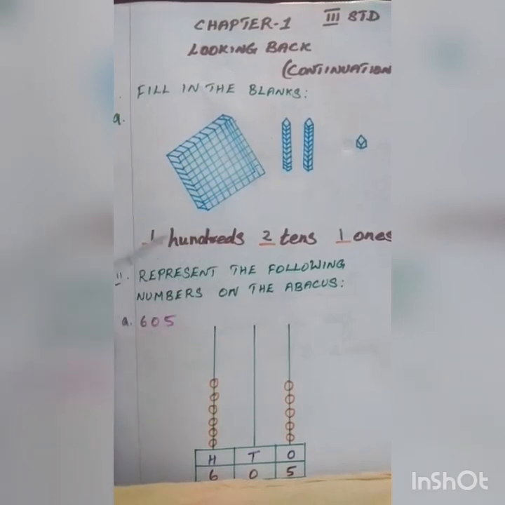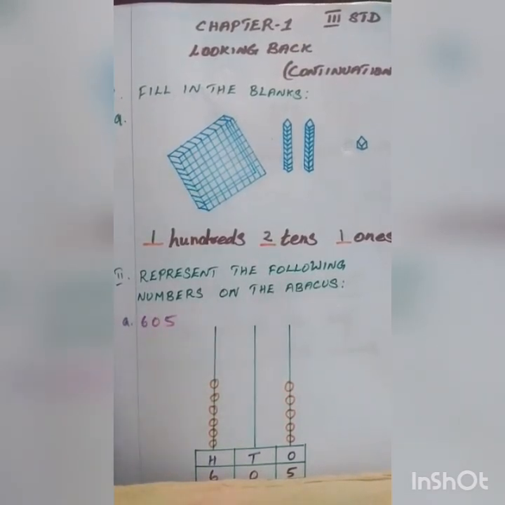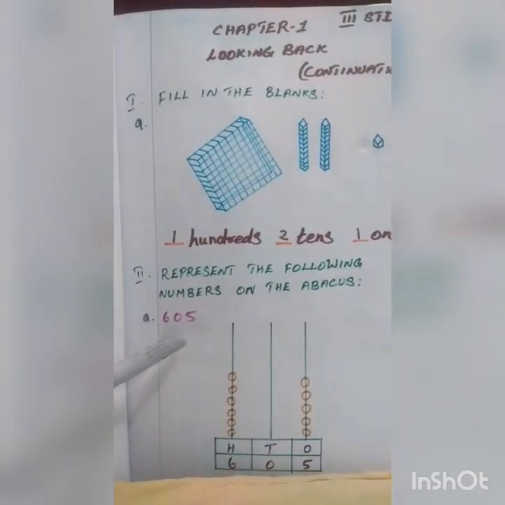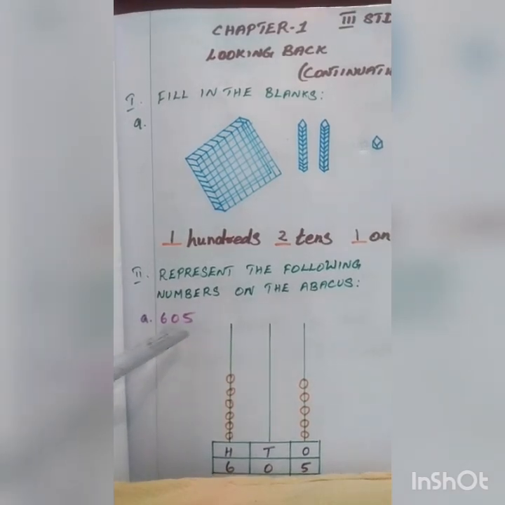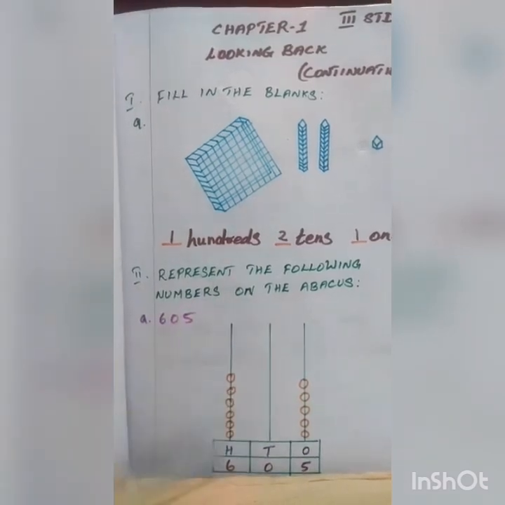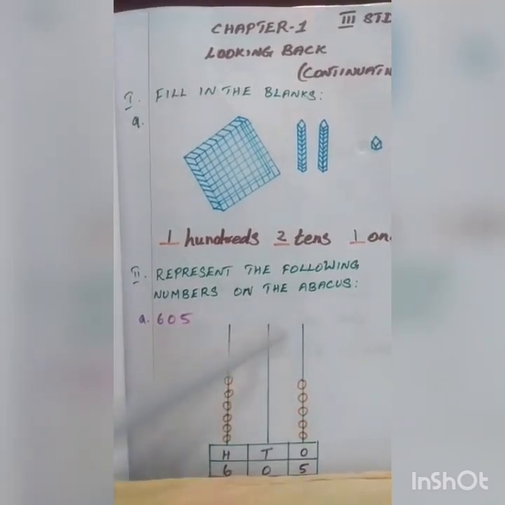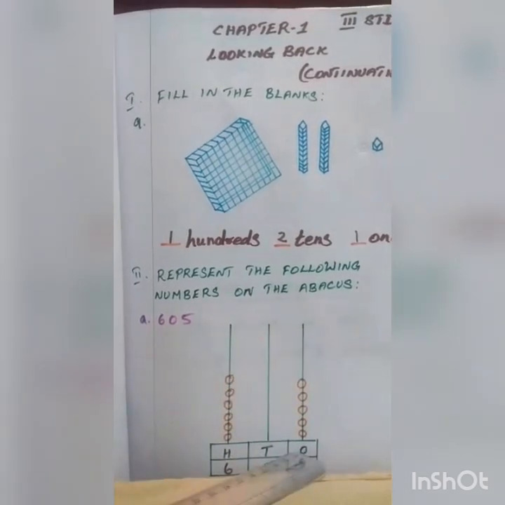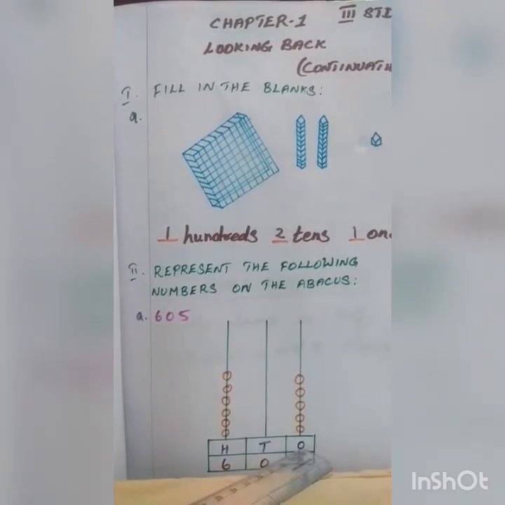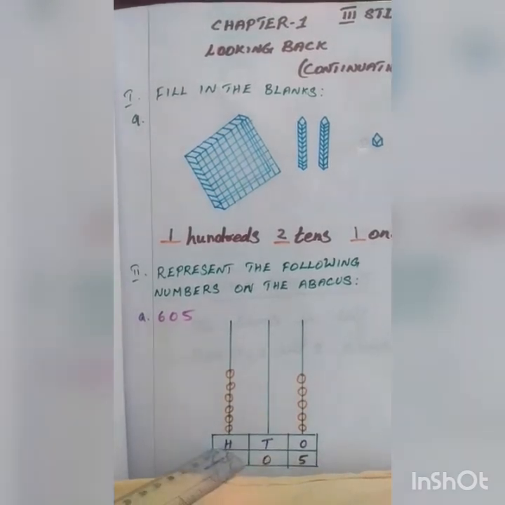Next we see about representing the following numbers on the abacus. Already last class we saw. So now we see the number is given. How to draw the abacus for the number. What number is given? 605. So first you have to draw the abacus like that. So 3 strings are there. You have to draw 3 strings. This line is called strings. Below that, in one box you have to write the place value. First one, ones for O, T tens, H hundreds.